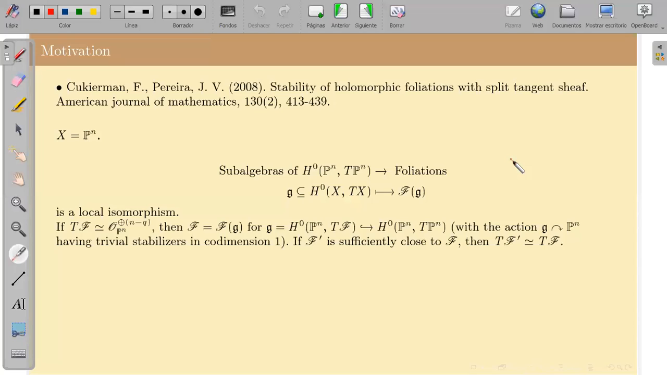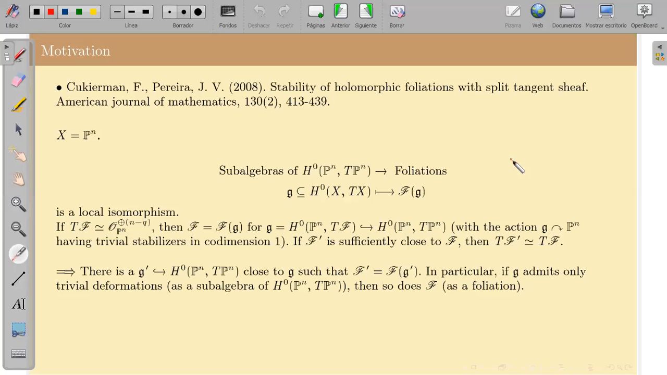And also it holds that if we have another foliation sufficiently close to the original one, then their tangent sheaves are isomorphic. So there must be another subalgebra close to the original one, such that it is the associated foliation to this new subalgebra. And in particular, if we begin with a subalgebra admitting only trivial deformations as a subalgebra, then we will end up with a rigid foliation. Okay, and this is nice because it tells us how the irreducible component where this foliation stands looks like.